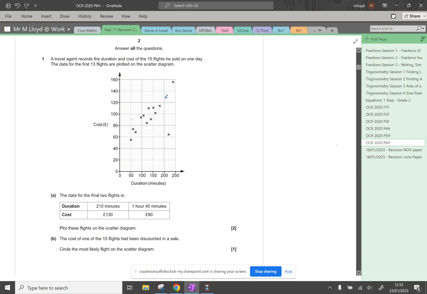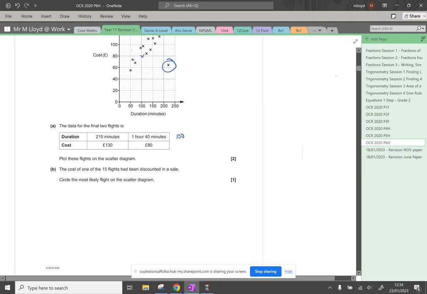Okay, our next one, this is 100 minutes. We'll need to convert that. We'll go across 200, which is on the line. So is 80. That's on the line as well. So that goes nicely in there. Okay, the cost of one of the 15 flights has been discounted. Circle the most likely flight on the scatter diagram. So that looks like it's going to be this one here, because as you can see, it's got quite a long duration on it compared to that price. The price has dropped down, so it's a bit lower.